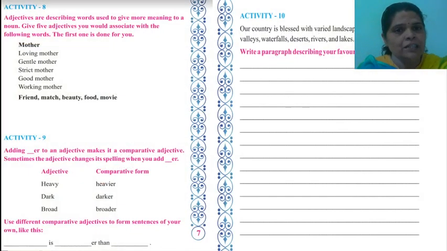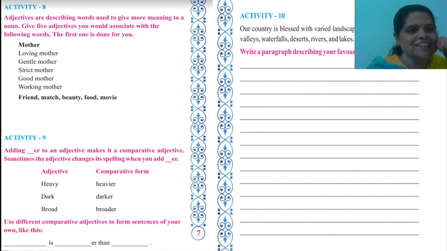Now coming up, activity 8. In activity 8, adjectives are describing words to give more meaning to a noun. Okay, you know it very well. What is the meaning of adjectives? The word which describes a noun, that is called adjectives, like chubby cheeks, dimple chin, rosy lips. I have given you the example. All these are adjectives. So here it is the word mother.